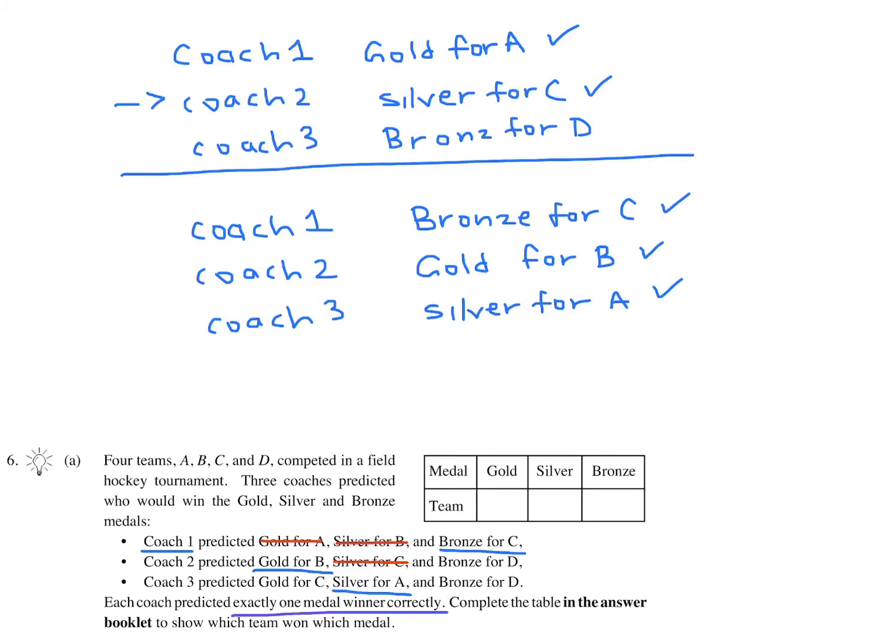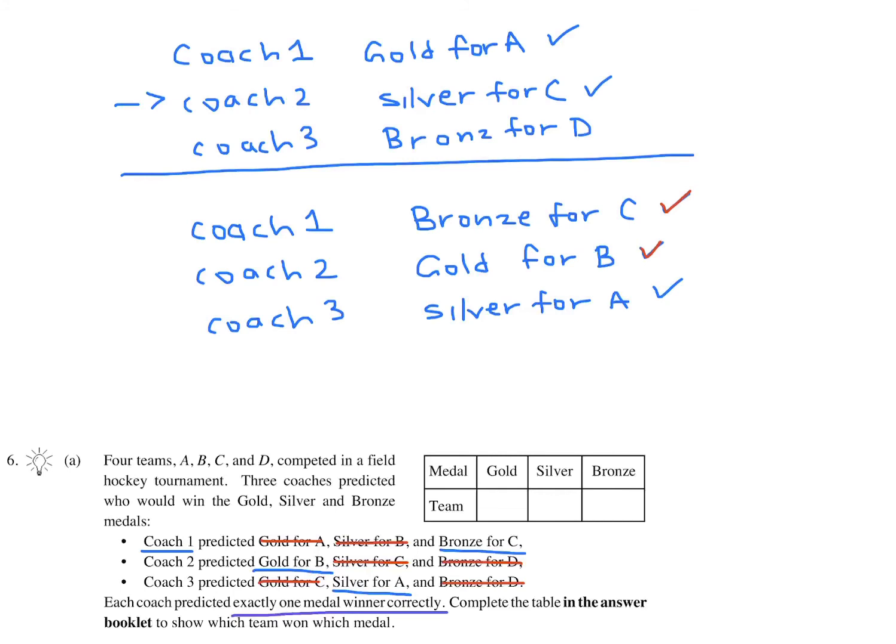All right, let's turn our attention to Coach 3. He accurately predicted silver for A. So what about gold for C? Is that incorrect? Gold for C. Yes, because gold is for B. So that is incorrect. How about bronze for D? Well, we are pretty much giving bronze to C, so it doesn't matter if D is not in the medal table. Bronze cannot go to D. So you see how it's working there? It's really just a lot of trial and error and kind of convincing yourself that everything works out.